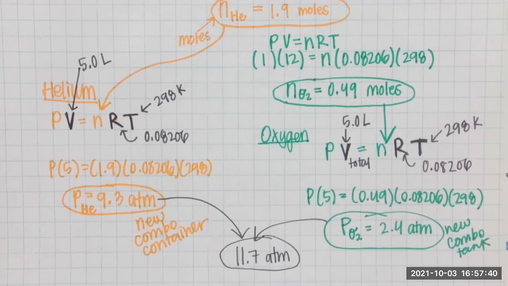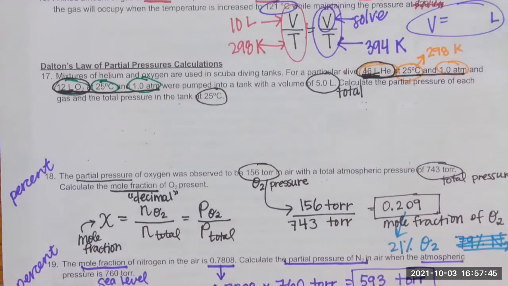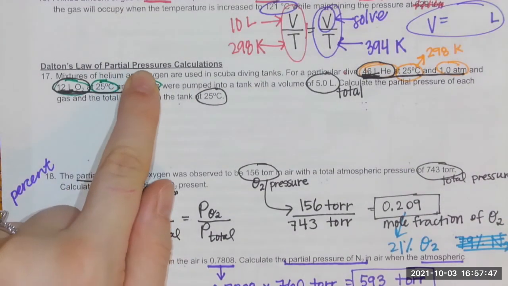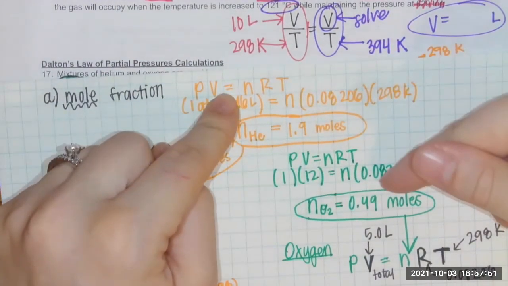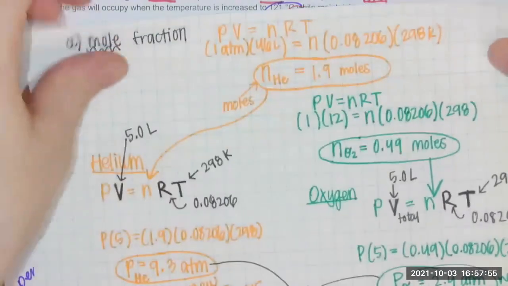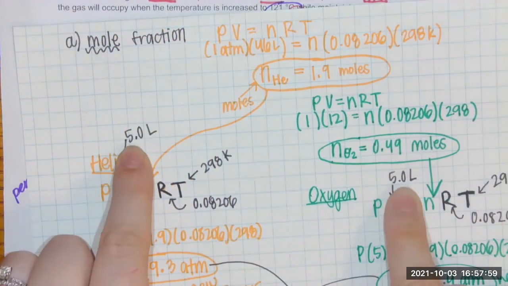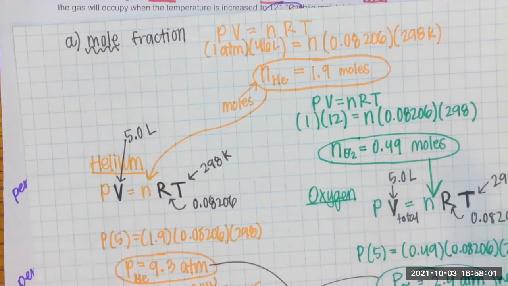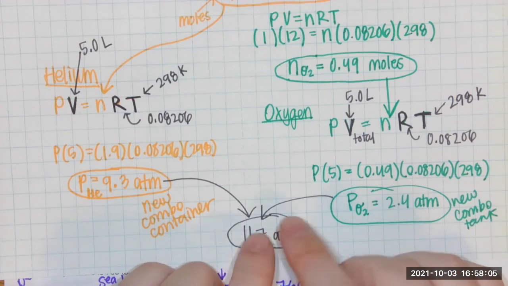So that's how you do all of the problems. I think we did all of them. All of the problems on Dalton's law of partial pressures. It's basically use PV equals nRT separately, solve for your moles, then use the mole fractions when you have it combined into a tank together. Your mixed pressures will add up to the total.